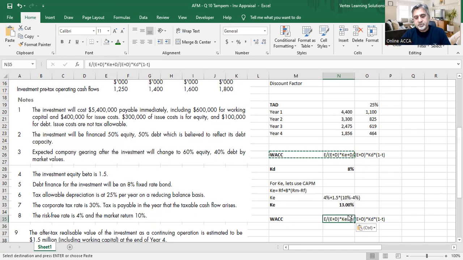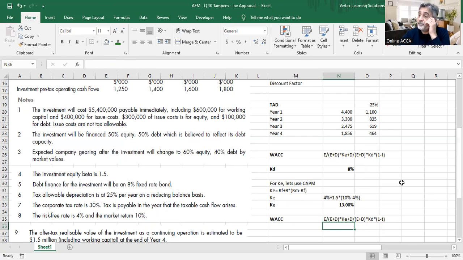Okay, let's start putting the numbers. Now, in this particular project, how do we know how much is equity and how much is debt? They said that this project is going to be financed by equity and debt equally. It said that project investment will be financed 50% equity, 50% debt. This is what they have told you.